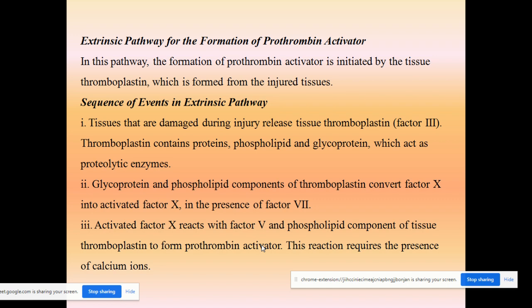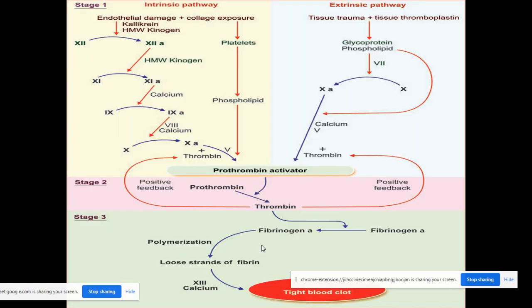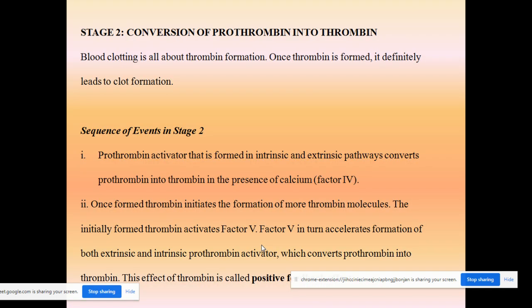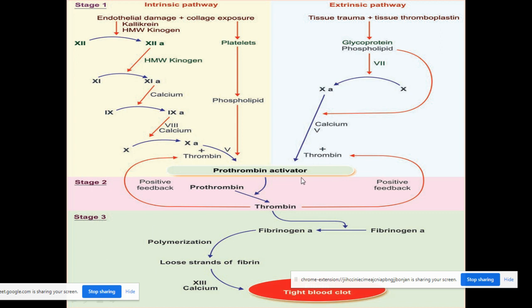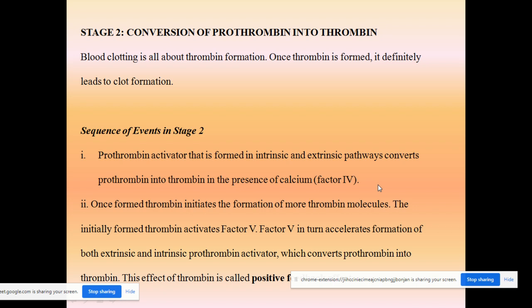By seeing the picture, you can clearly understand what happens in both the intrinsic pathway and the extrinsic pathway. Number 2, what we have seen is the second stage. Once thrombin is formed, it leads to clot formation. In the second stage, the prothrombin activator, which is formed from both the intrinsic and the extrinsic pathway, converts the prothrombin into thrombin in the presence of factor 4, that is calcium.